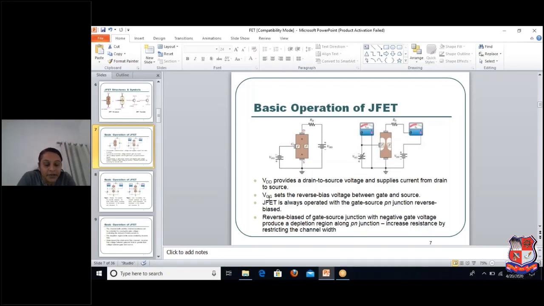Okay, now here we use a VGG. VGG is a voltage, and you can also write down its name as VGS.